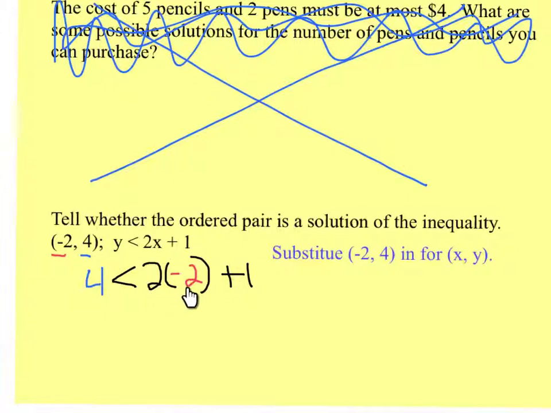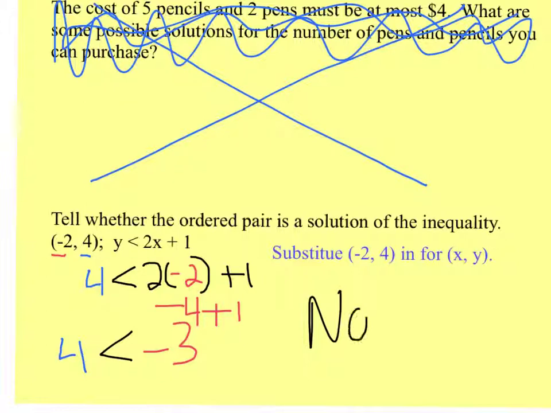So now I'm just going to solve this. 2 multiplied by negative 2 is negative 4, plus my 1 is negative 3. I'll bring down this, and now I have to make a judgment call. Is 4 less than negative 3? No, it's not. So I would say no.